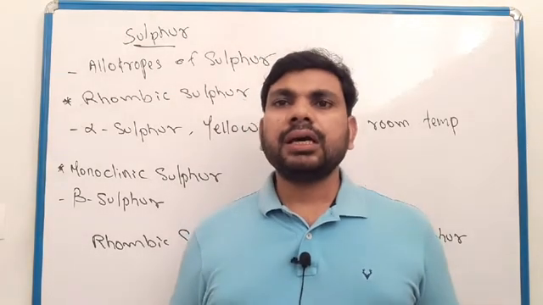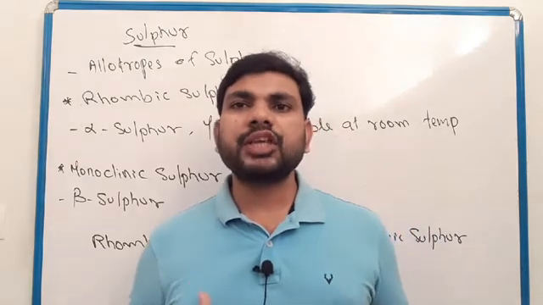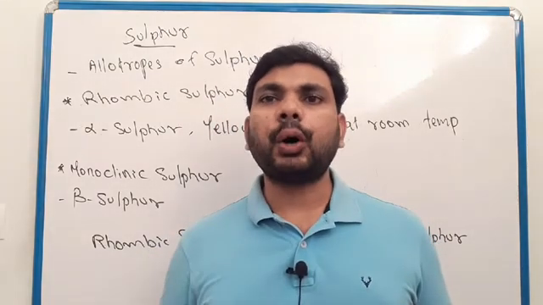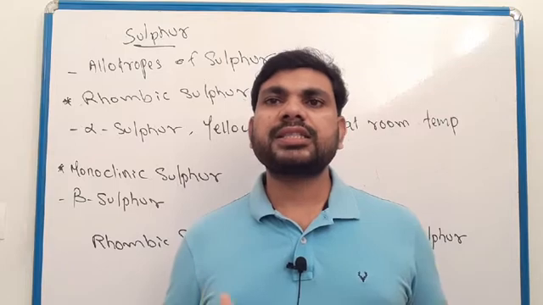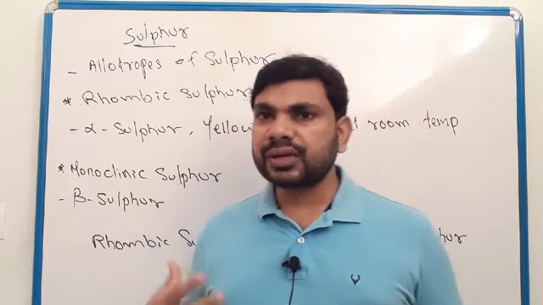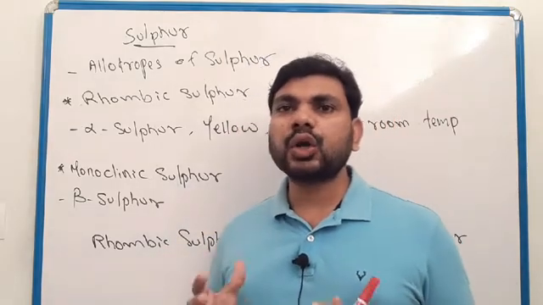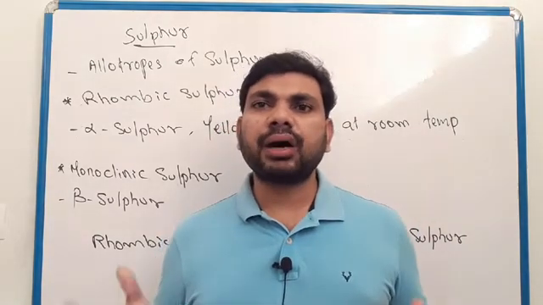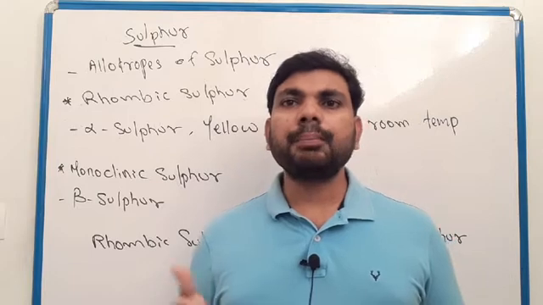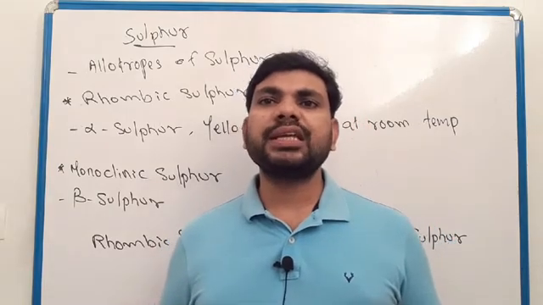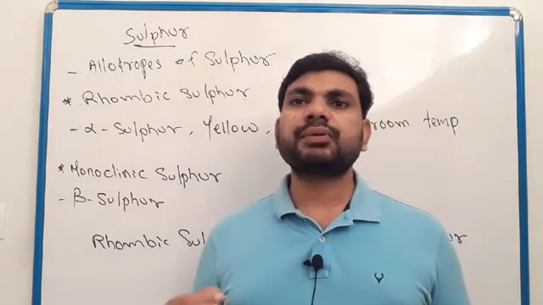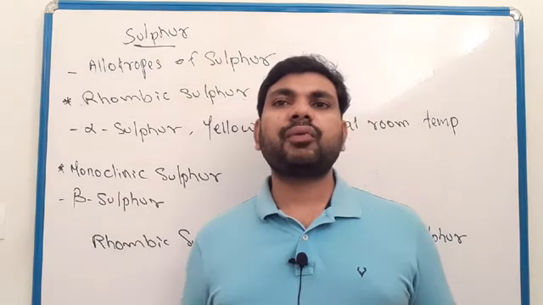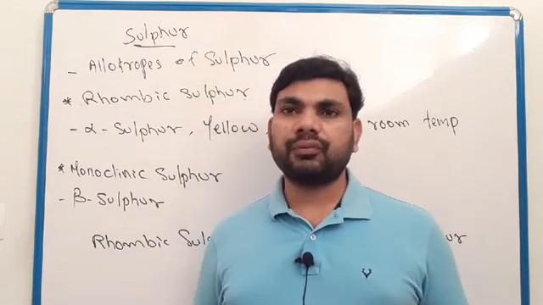In this chemistry video, we will discuss sulfur and its compounds. First, we have to discuss the allotropes of sulfur. Sulfur shows different types of allotropes: rhombic sulfur and monoclinic sulfur.